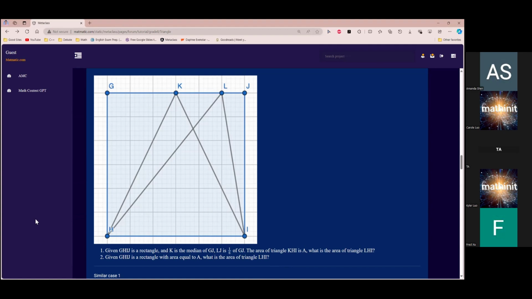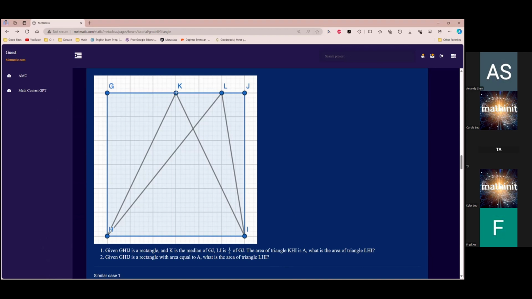Okay. So I'm just gonna go through this really quickly. Given that GHIJ is a rectangle, K is the median of GJ, and LJ is 1/6 of GJ, the area of triangle KHI is A. What is the area of the triangle LHI?